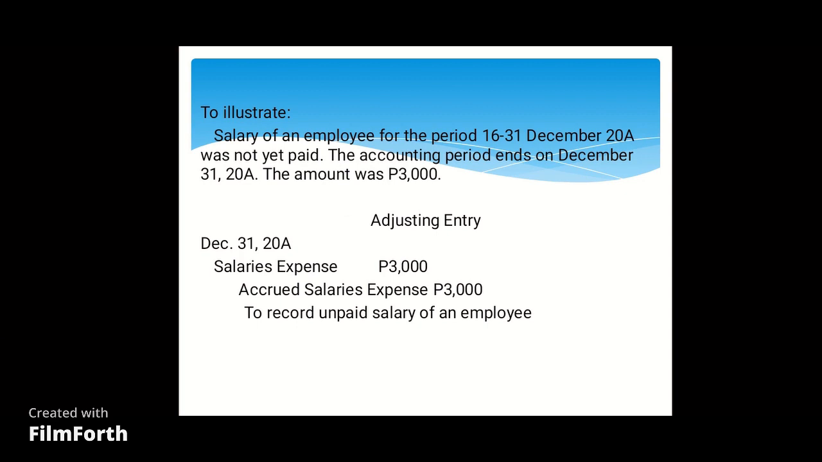So to illustrate, the salary of an employee for the period December 16 to 31, 20A was not yet paid. So the accounting period ends on December 31, 20A. The amount was 3,000. So the adjusting entry on December 31, 20A is debit salaries expense, credit accrued salaries expense, with an amount of 3,000. So, effects on financial statements.